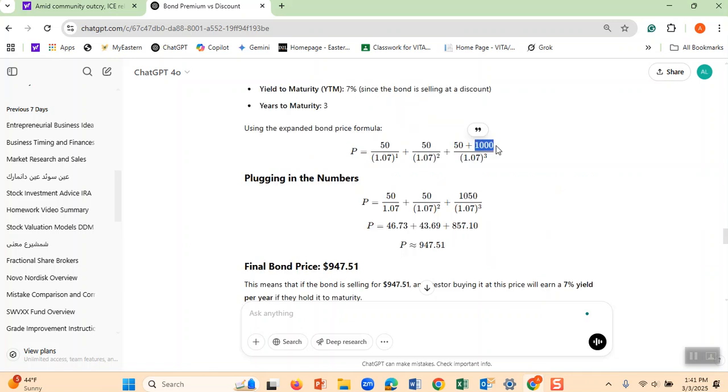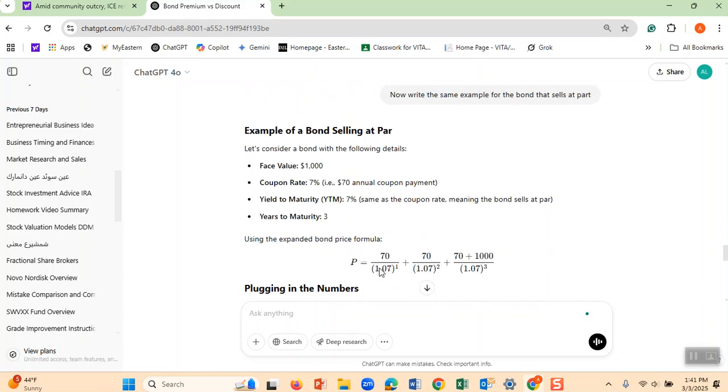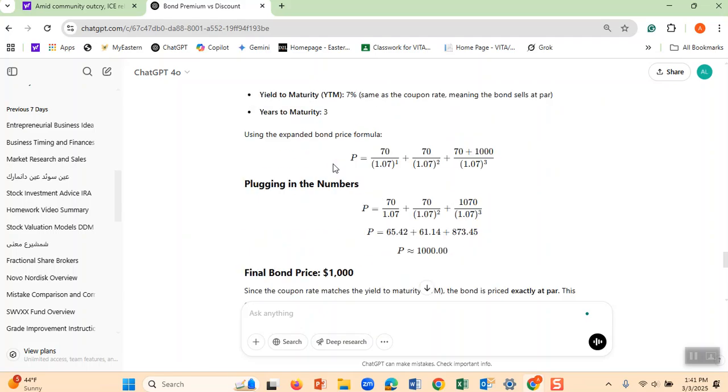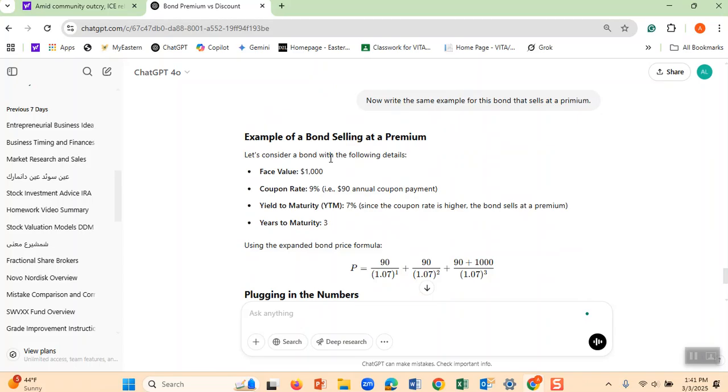At maturity, you get $1,000 back from Trump. Therefore, here, yield to maturity is 7%. This is selling at par or face value. Therefore, in this case, Donald Trump is smart, offers you his bond for only $1,000. But how about if he is going to sell it at a premium?